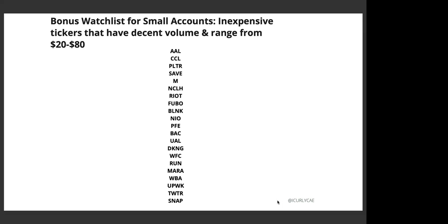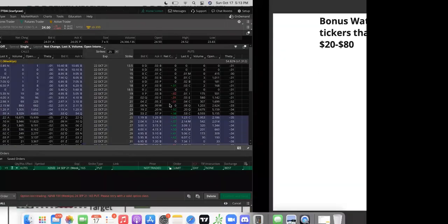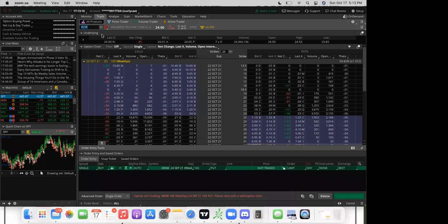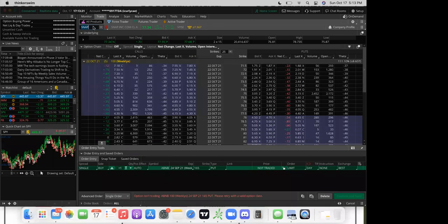So again, you guys, look at the list, take a screenshot, do what you have to do. Again, it's ranging between $20 and $80. So obviously, when you go towards the $80 mark, let me just look at Snap and Twitter, and let's just see what those are. Okay, so obviously, when you're going to the higher end of that range, it's going to be a little bit more expensive. And this is, yes, a weekly contract.